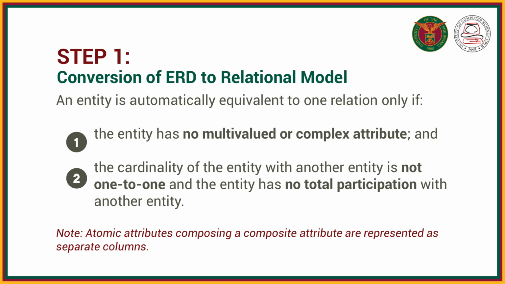Some notes lang in translating entities and attributes into relational tables. Atomic attributes are automatically equivalent to one column in our table. But for composite attribute, they're composed of atomic attributes, for example, address, broken down into municipality, province, and barangay, something like that. We represent each of the atomic attribute, composing the composite attribute as separate column. So if we have address broken down into province, barangay, municipality, we have 3 columns for our relation.